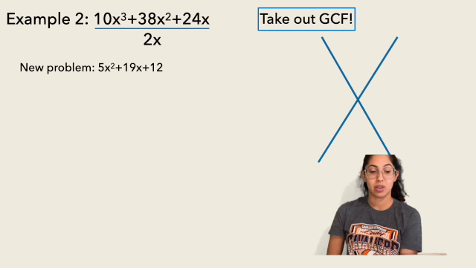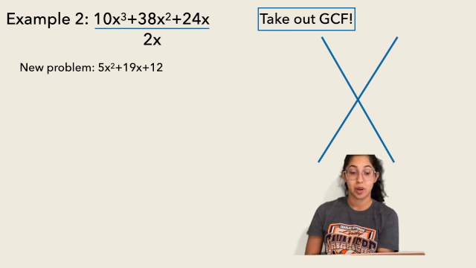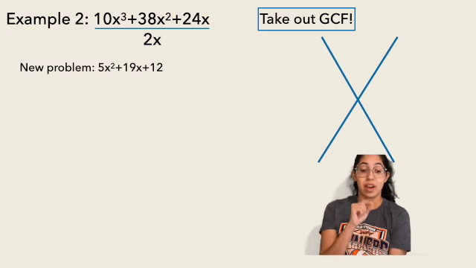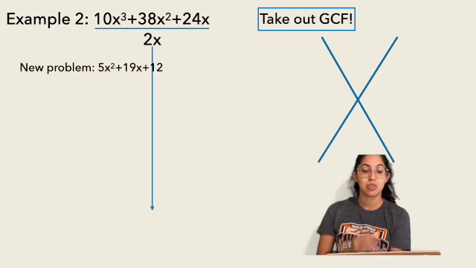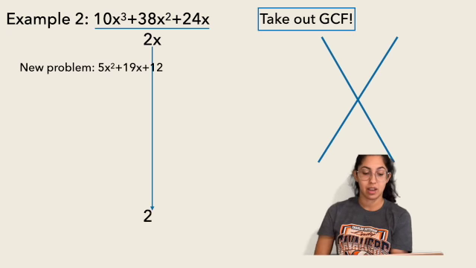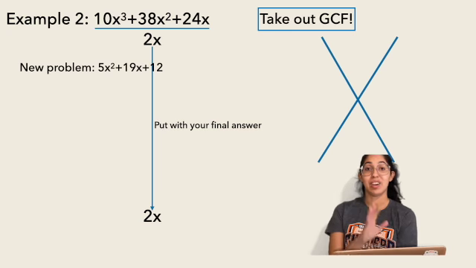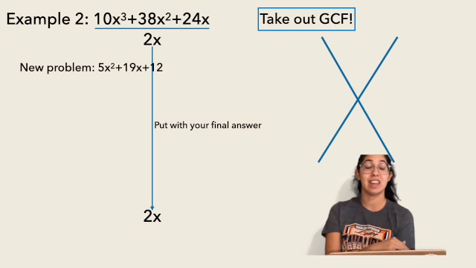And then I'm going to get my new problem, 5x squared plus 19x plus 12. Now, that factor 2x needs to stay with me this entire time. So I end up with 2x down at the bottom. I'm going to write it where I would write my answer because I want that to be with my final answer. If I do not put that in front, then my final answer is wrong.